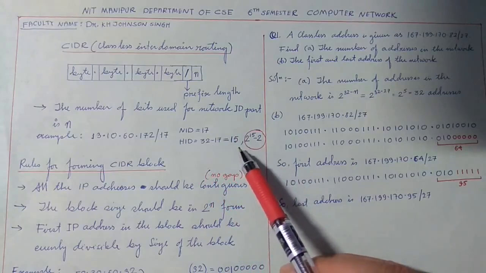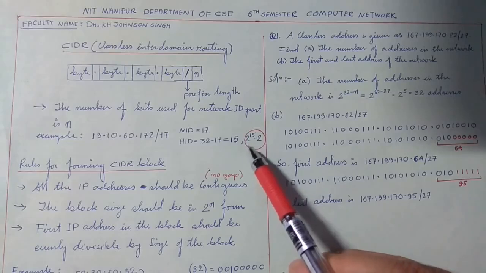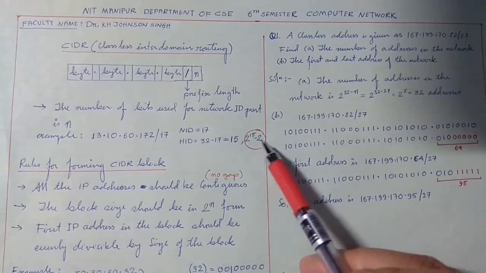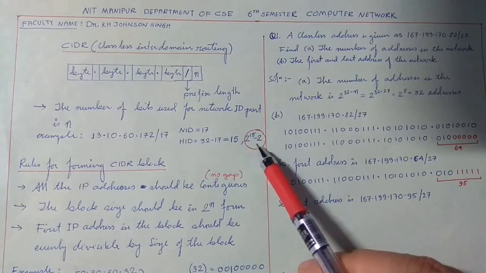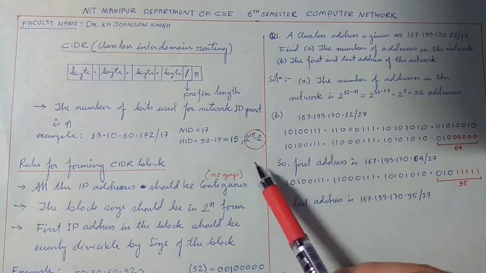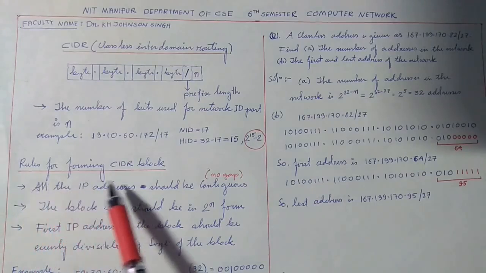So the total number of hosts that it can support is 2 to the power 15. Actually it is 2 to the power 15 minus 2. Here I have written -2. The -2 is for two addresses: the first address is the network ID itself, and the second address is the broadcast address. So there are certain rules for forming this CIDR block.